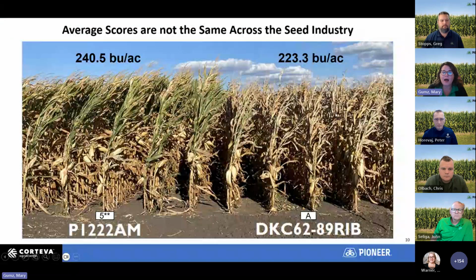One thing to remember is that average scores are not the same across the seed industry. So even though another company might say that they have an average performance, we've got P1222AM here, which is rated a 5 against a competitor who rates this hybrid as average. This is from Western Illinois 2 years ago. And you can see the difference in yield, difference in plant health and standability there.